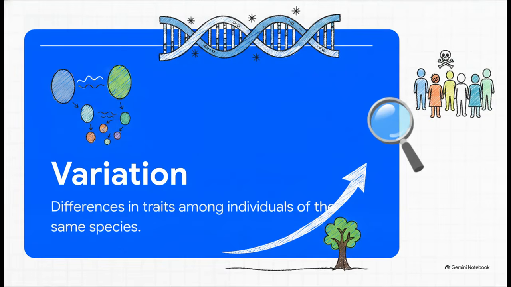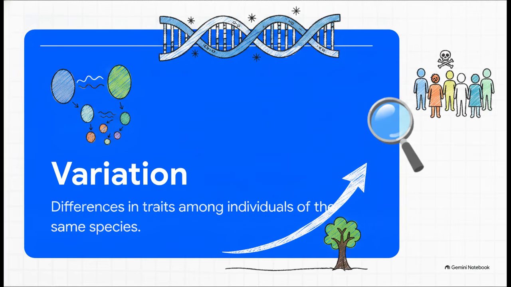Our very first pillar here is variation. Variation simply refers to the differences in traits that exist among individuals of the exact same species. So, where does this come from? Well, it mostly arises from sudden random changes in our DNA sequences, we call those mutations, as well as the natural shuffling of genes that happens during reproduction, which is known as gene recombination.